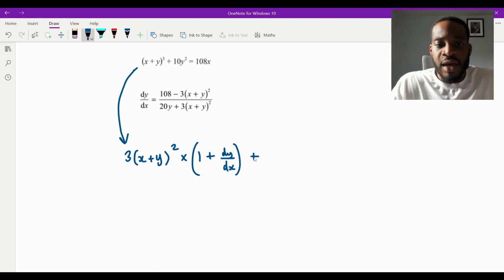Now the next term, again, we'll differentiate with respect to x. So we'll differentiate with respect to y first. It's going to be just 20y, and then we multiply by dy dx.